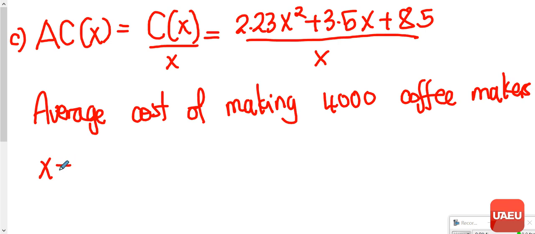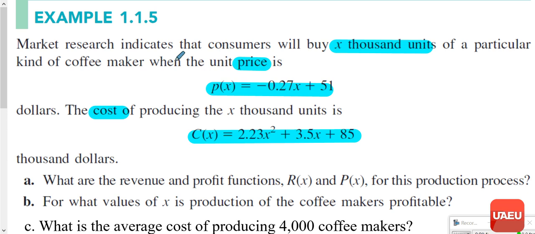I will just tell you that X is not 4,000, but it is 4. Now, why is that the case? Let's go back to the exercise. It says that market research indicates that consumers will buy X thousand. So if we've got 4,000, how many thousands do we have? We have got 4, which is X thousand, 4,000. So our X is 4.